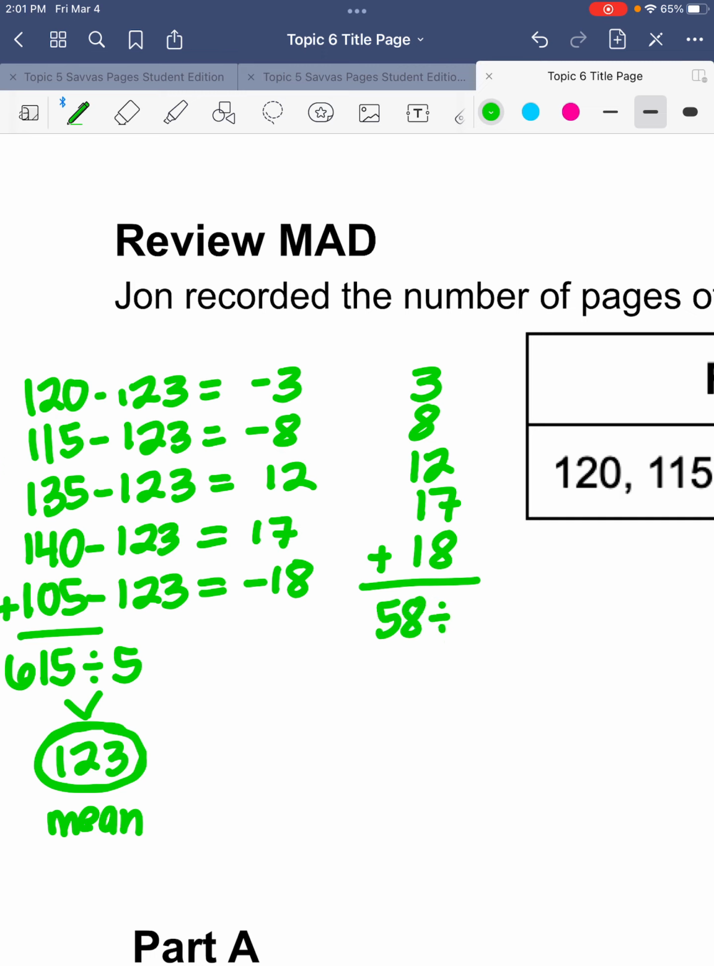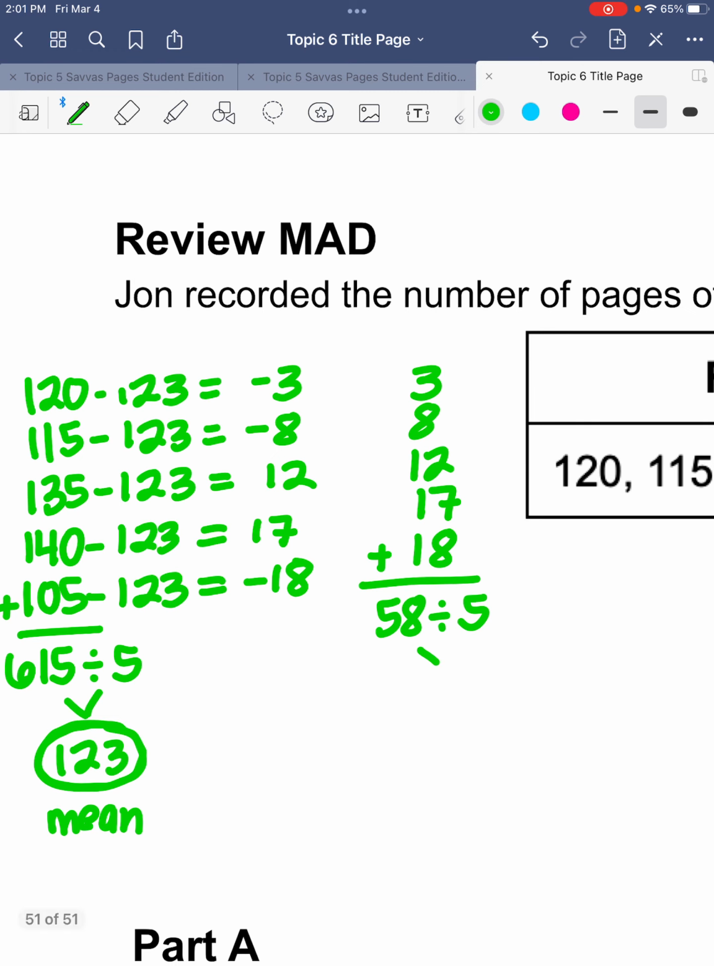Now I need to divide that by the number of terms, 5. And 58 divided by 5 is 11.6. That right there is the mean absolute deviation for my fiction books. So on average, they vary by about 11.6 pages, almost 12 pages.